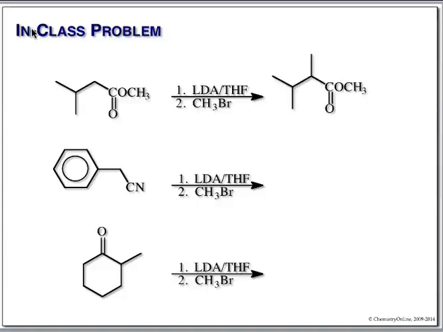Same thing with the nitrile. We can't form much of an enolate population without using something like LDA. The enolate anion will be here at the alpha carbon. That will then attack the bromomethane. And all we've done is put a methyl group here on our alpha carbon.